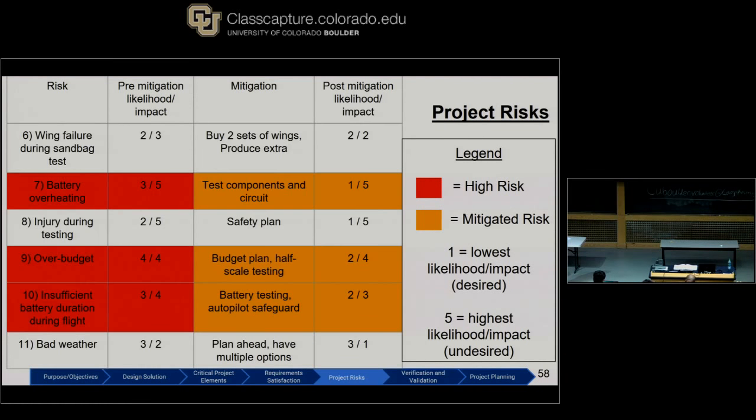One more I'd like to discuss here is the project running over budget. Our mitigation plan for this is to follow our detailed budget plan that we've laid out at this point, and also to conduct extensive half-scale testing on our half-scale model to work out any details and fix any issues before we build the full-scale model and fly it for the first time.